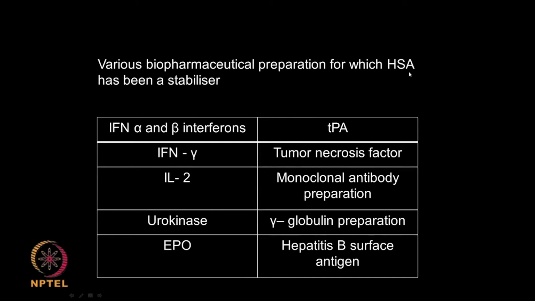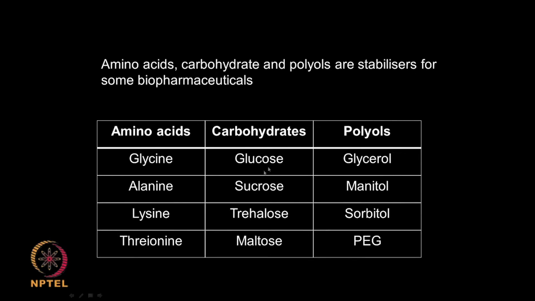Human serum albumin is also added as a stabilizer, as you can see, for a large number of interferon gamma, interferon alpha and beta and so on. HSA acts as a very good stabilizer. Amino acids like glycine, alanine, lysine, threonine, carbohydrates like glucose, sucrose, trehalose, maltose, and polyols like glycerol, mannitol, sorbitol, PEG, all these are very good stabilizers used in biopharmaceutical industries, and they are also biocompatible. So, they enhance the shelf life of the biopharmaceutical product and also prevent protein aggregation.